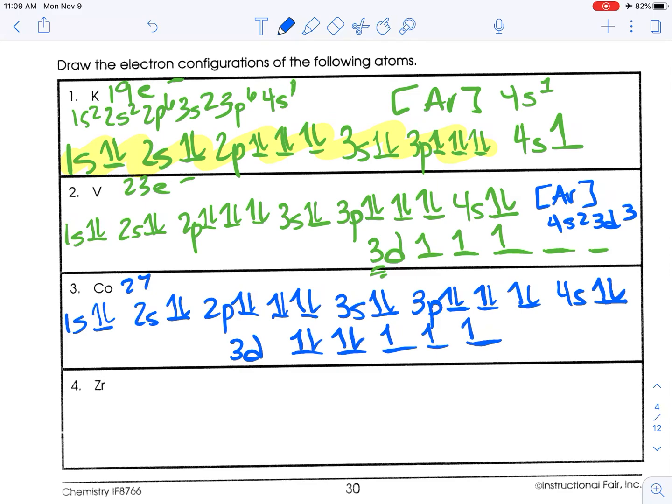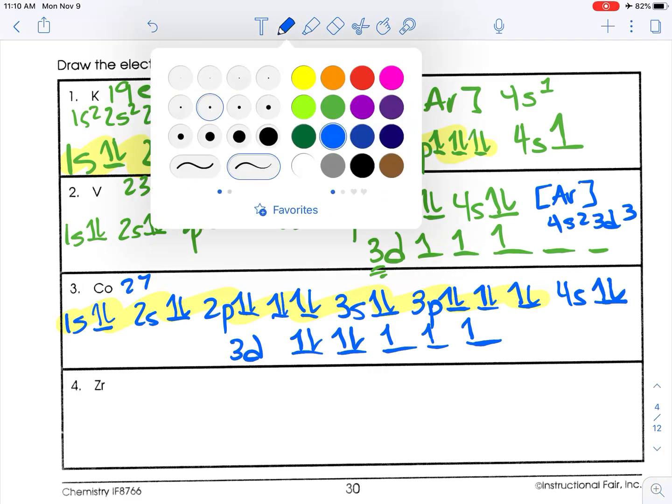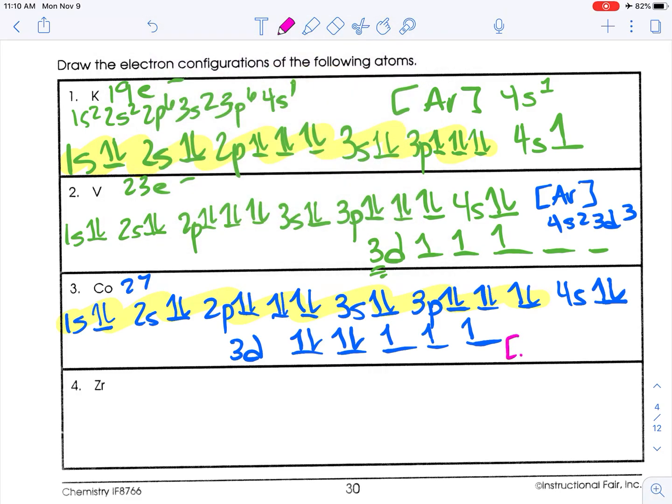So you can do 1s2, all that stuff. Or just like before, we could say cobalt, the noble gas that we filled is still just argon, Ar. And then we go in order: 4s2, 3d7. Make sure that adds up to 27, which it should.